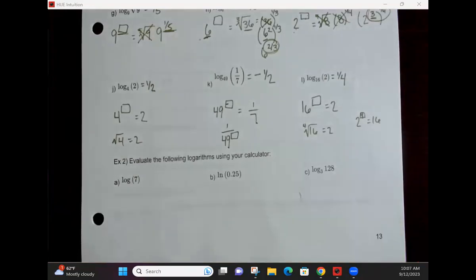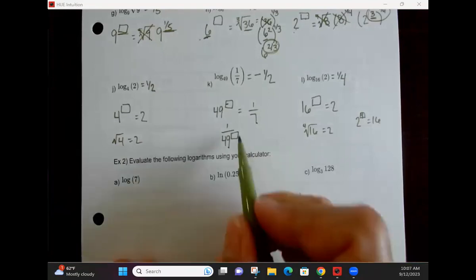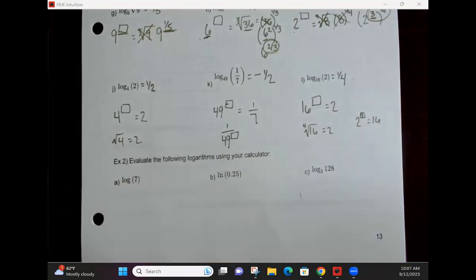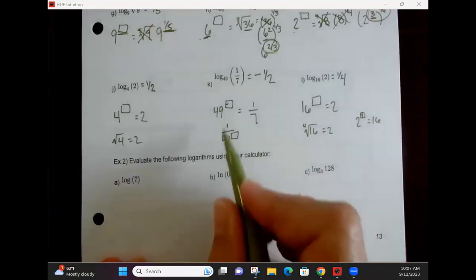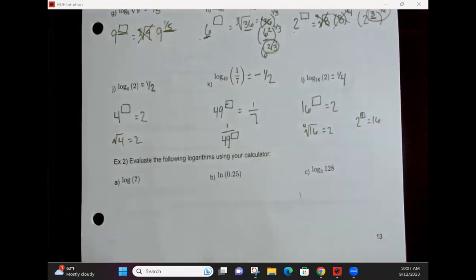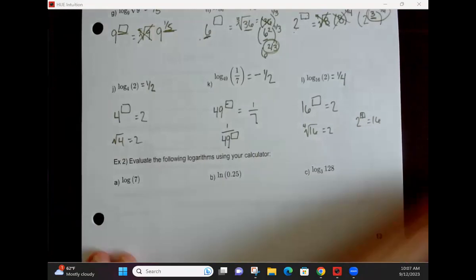Okay. Again, I personally find it helpful to look at that exponential format. Some people don't. If you don't find it helpful to have the exponential format written out, that's okay. Don't do that. I find it helpful.